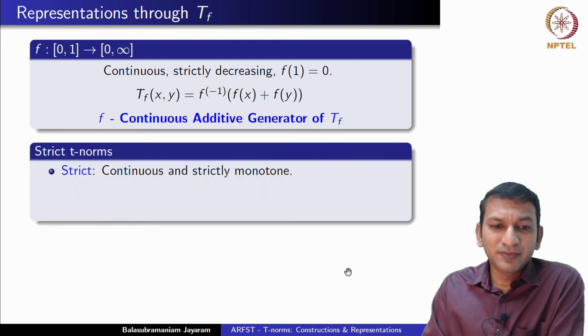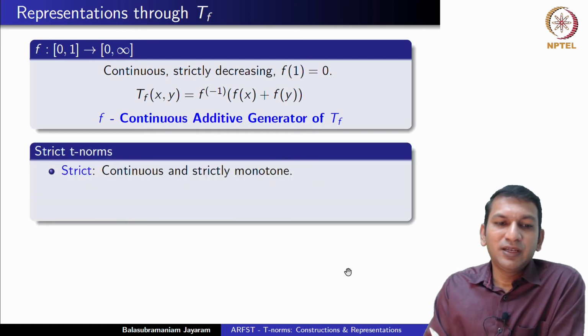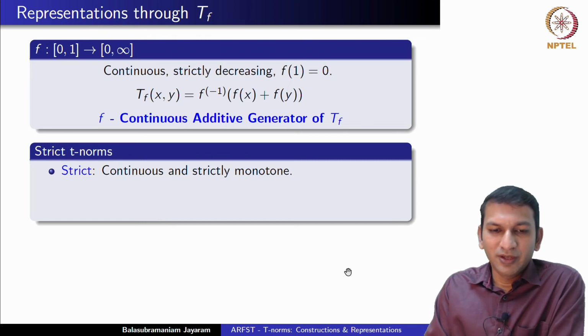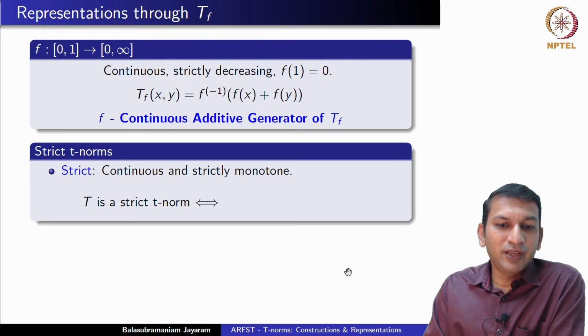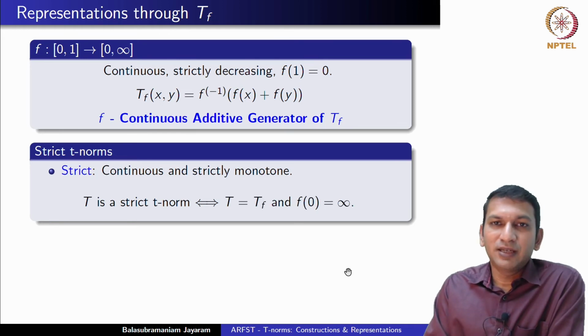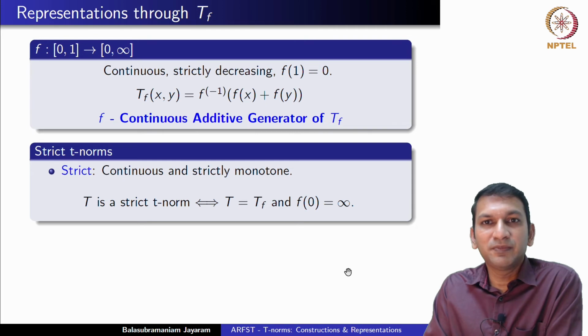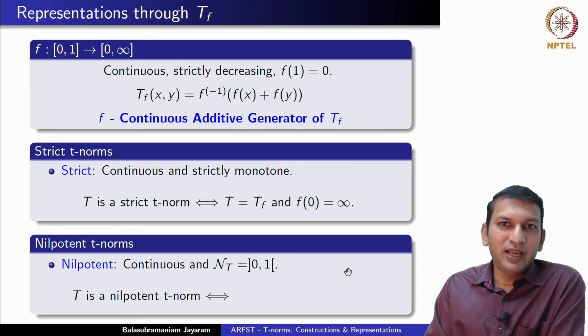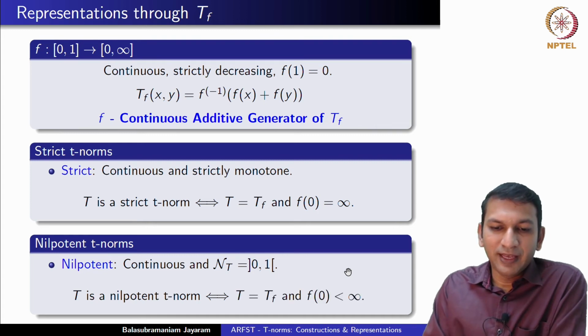It doesn't stop there. What about strict T-norms? Because we know that strict T-norms are also continuous and Archimedean, just that they are also strictly monotone. What we can say is T is a strict T-norm if and only if T is generated by a continuous additive generator and the generator is such that f(0) is infinity, just like minus ln x. And you must now immediately be in a position to guess that nilpotent T-norms can also have a similar representation. Yes, they do have. Any nilpotent T-norm can be thought of as being generated from a continuous additive generator f such that f(0) is less than infinity. Means f(0) is finite.